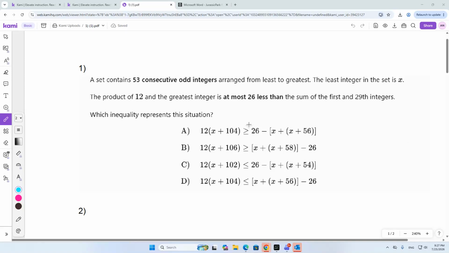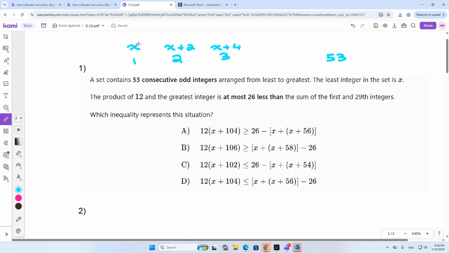All right, guys, let's do this problem. So we have 53 consecutive odd integers. Now remember, when we want to label it, the first one's going to be x. The second one is going to be x plus 2, right? So on and so forth. Third one is going to be x plus 4. So the question is, what is the 53rd one going to be?